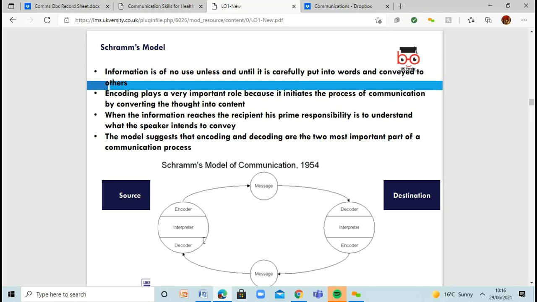So the sender, the source, the person who's sending the information, will put some information together. They'll send a message to the person they want to. They'll look at the message, they'll decode it, they'll read it, they'll try and interpret what it's actually saying. Then they'll think of a reply and send that back. So it's just in a loop, in a cycle, going backwards and forwards.